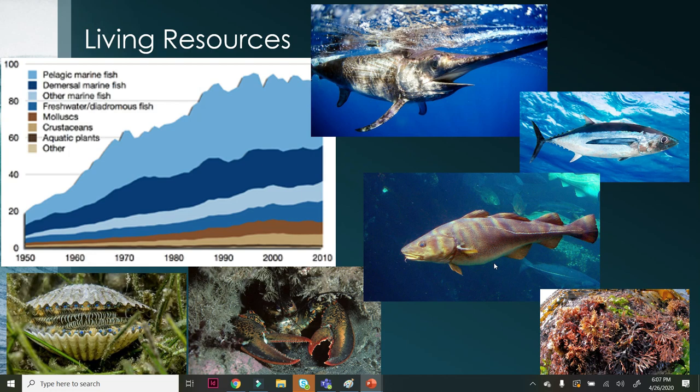Beyond fish, though, there are other living resources. For example, we have mollusks. So we have mollusks here in our graph here. So mollusks would be things like blue mussels or oysters or scallops. All right. So if you've ever had a scallop in a restaurant, this is what a scallop looks like. And the thing you're actually eating is just the muscle that closes that scallop. But there's a whole bunch of that animal we don't eat.